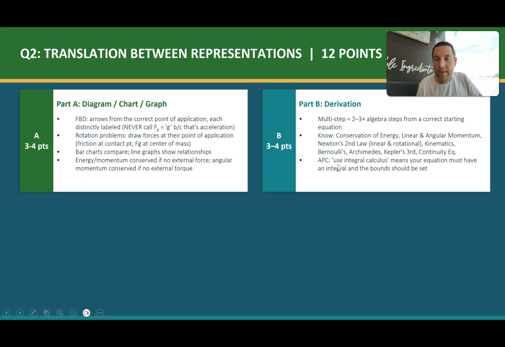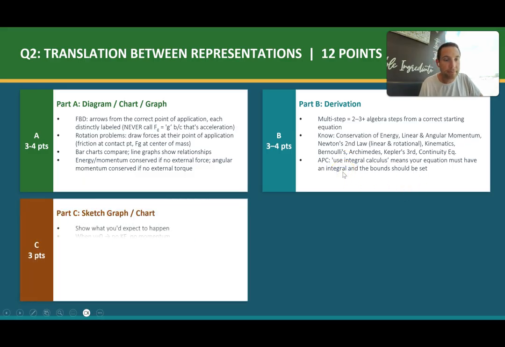If you're in AP Physics C and you see the phrase use integral calculus, that means use an integration in your derivation. That's going to limit your equation sheet to just the ones with an integral in it. Be sure that you're setting your bounds correctly.